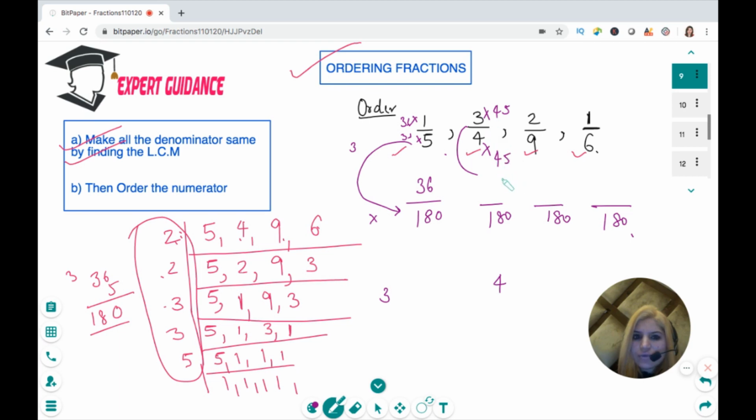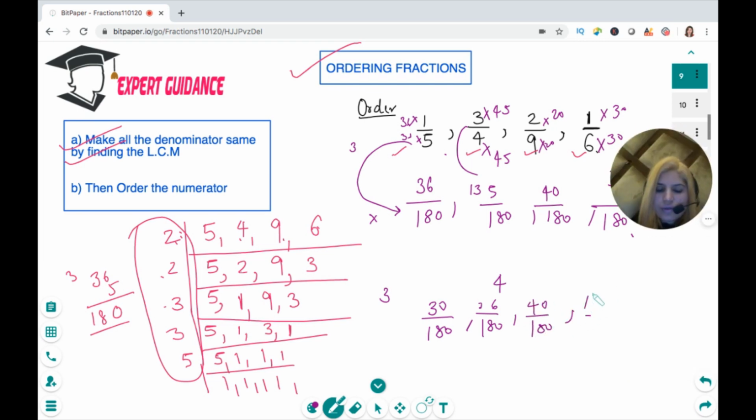So 45 times 3 is 135. Now what you multiply 9 with to get 180, that is 20. So you multiply the top as well. So 40 over 180. And with 6, it becomes 30. So that becomes 30. Now all the denominators are the same. I can order it. So my smallest number is 30 over 180, followed by 36 over 180, followed by 40 over 180, and the last one is 135 over 180.